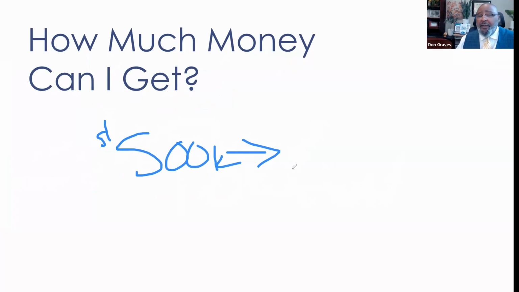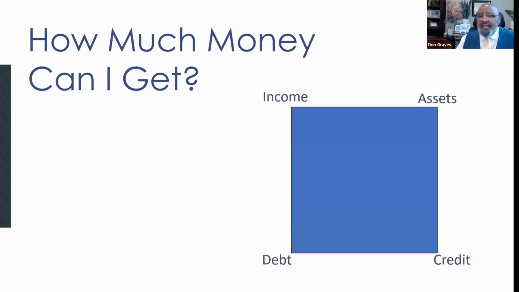And I asked the lady, well, how much money do they give you? She said, I don't know, 100, 200, 300. I said, what's the criteria? And she didn't know. I said, well, let me tell you what a traditional lender looks at. They look at a square. They look at your income and your assets and your debt ratio and your credit score. And based off of that, they say, we're going to give you this much money at this percentage. That's not what we do.